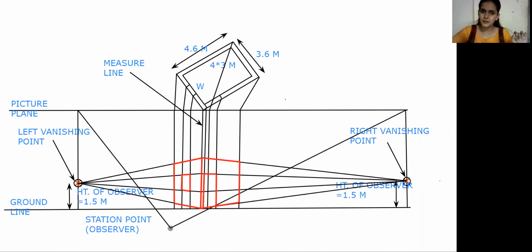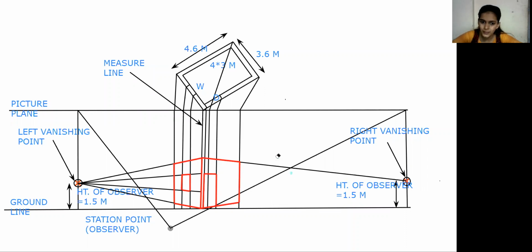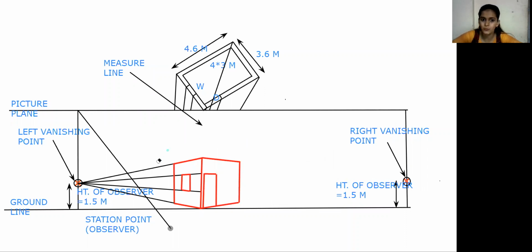So here it is a perspective view of one room building, and we have considered only the room height, not the otta, not the parapet, nothing, only the room and door and window. So here it is. I'm going to erase all the inclined lines so you can easily look at our perspective view. So here it is our perspective view.